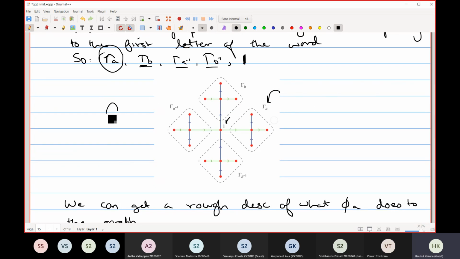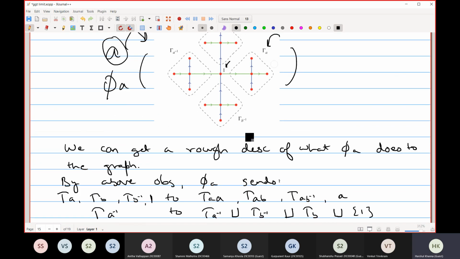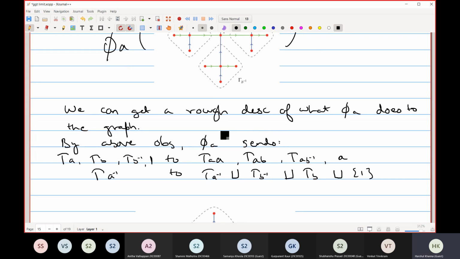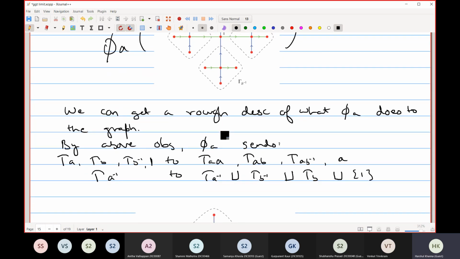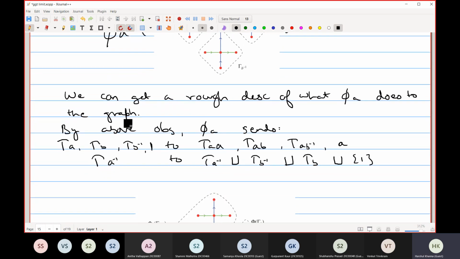So what does the action of A do? We want to see how A as a group element acts on this, or what is the phi A of this whole tree. Now we can get a rough description of what phi A does to the graph. So by the above observations, phi A sends TA to TAA, TB to TAB, TB inverse to TAB inverse, and 1 goes to A, right?